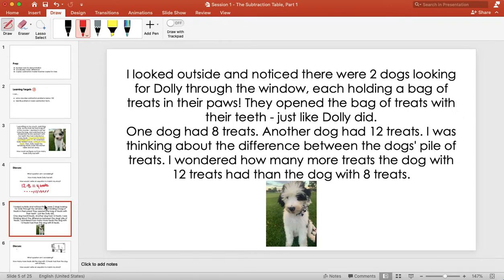I looked outside and noticed that there were 2 dogs looking for Dolly through the window, each holding a bag of treats in their paws. They opened the bag of treats with their teeth, just like Dolly did. One dog had 8 treats. Another dog had 12 treats. I was thinking about the difference between the dog's pile of treats. I wondered how many more treats the dog with 12 treats had than the dog with 8 treats.